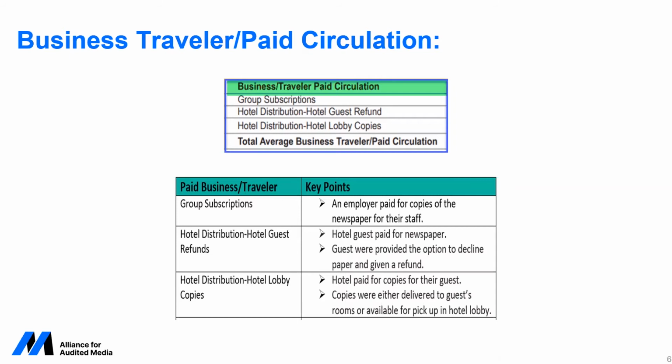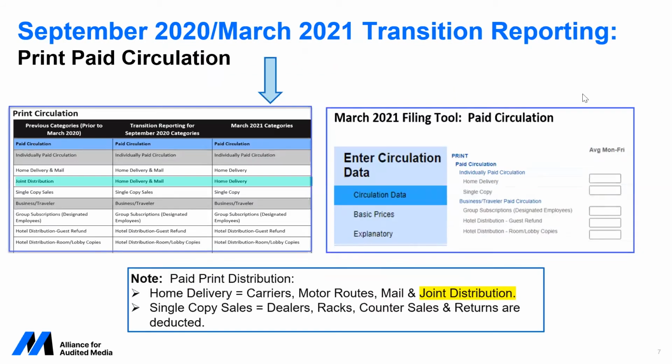lobby copies. Now, I really like this slide because it shows what the categories were a year ago, so March 2020, how they transitioned into September and the final reporting transition for March 2021. You'll notice for home delivery, it is made up of carriers, motor routes, mail, and joint distribution. Joint distribution back over a year ago in March 2020 had its own line item. Now, it is included in home delivery, and that went into effect in September. So if you are reporting home delivery, it is made up of your carriers, your motor routes, mail, and joint distribution.